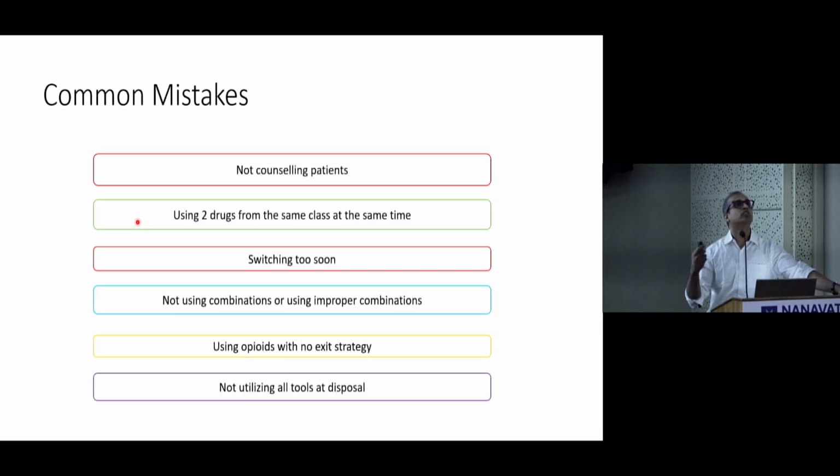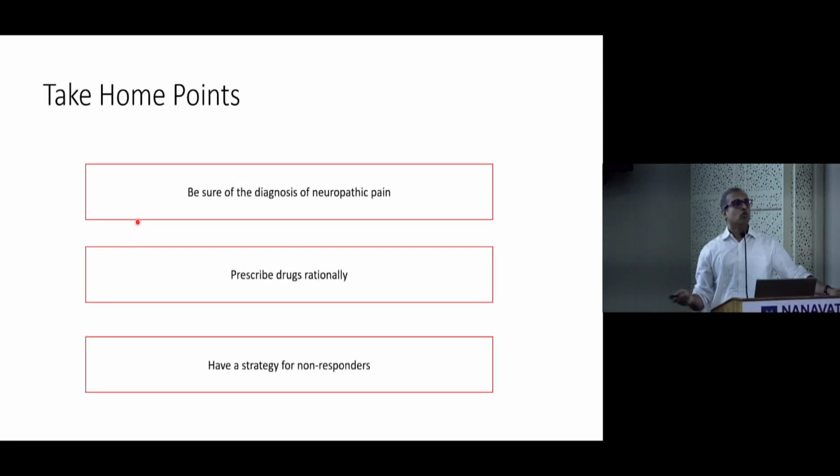We use opioids with no exit strategy. If you keep on using opioids, the patient will come back to you and keep on demanding opioids or go to other people who are willing to prescribe opioids. It's a wrong strategy. And we forget the other tools that are at our disposal, interventions and non-pharmacological treatments, that also should be added. So I want to finish by telling you to be sure that you're dealing with a neuropathic pain only and not with something else. Please use drugs rationally and have a strategy of what you're going to do with patients who don't respond to your first line drugs. Thank you.